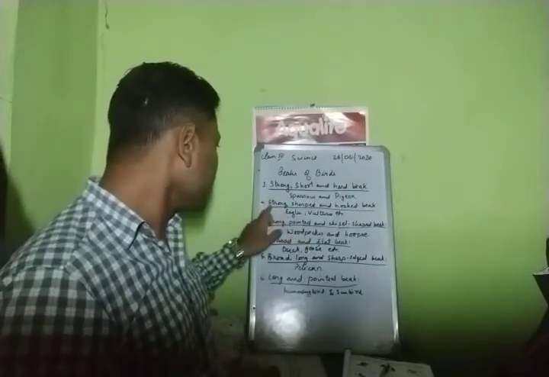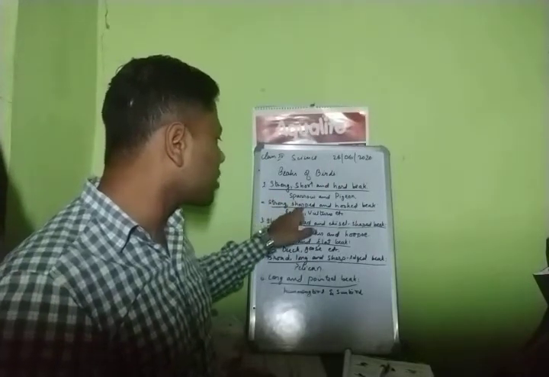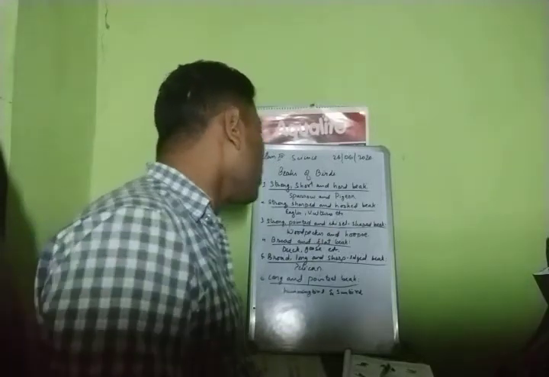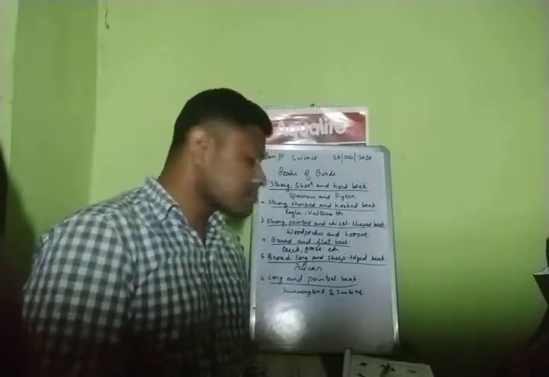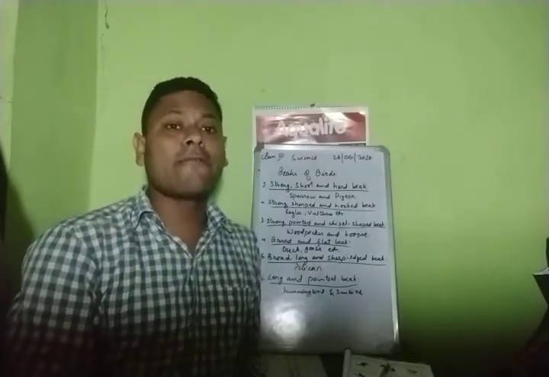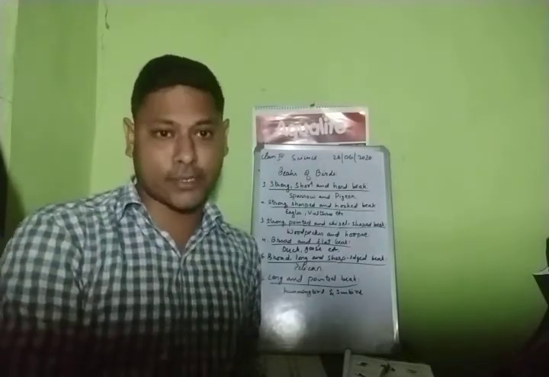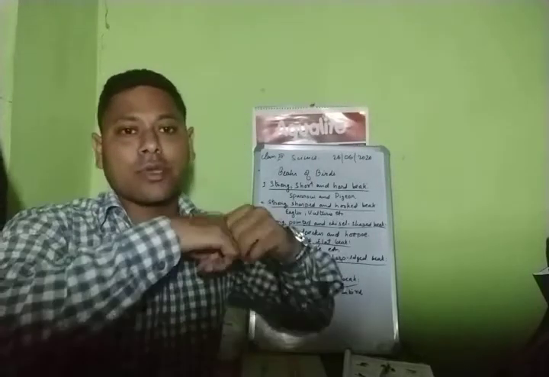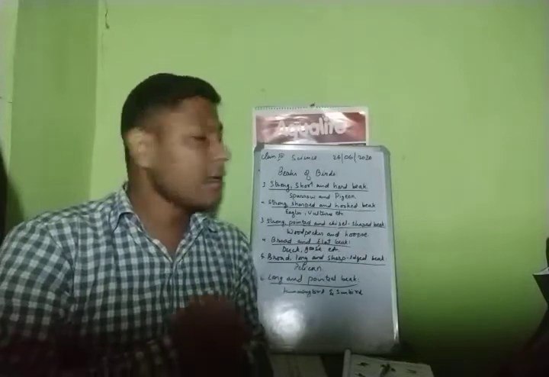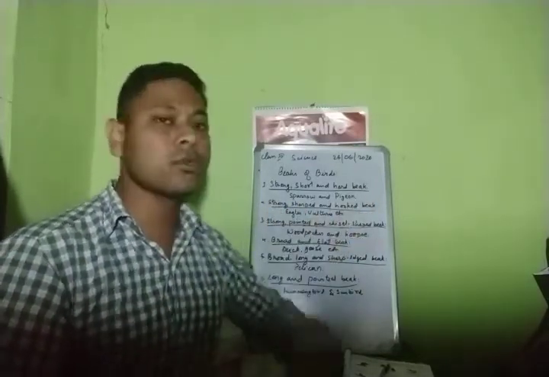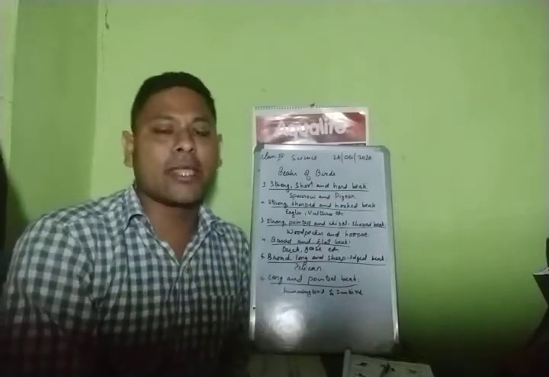Point number 2 says strong, sharp, and hooked beak. Eagles, vultures, etc., feed upon flesh. That means meat. In order to eat meat, the meat has to be torn. And for that purpose, they have what? A strong, sharp, and hooked beak to tear the flesh and feed themselves.